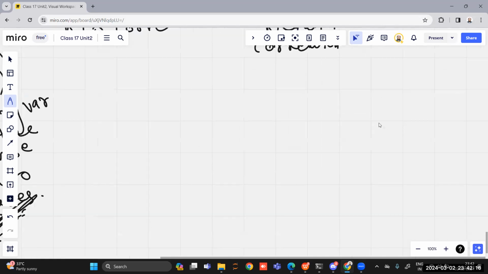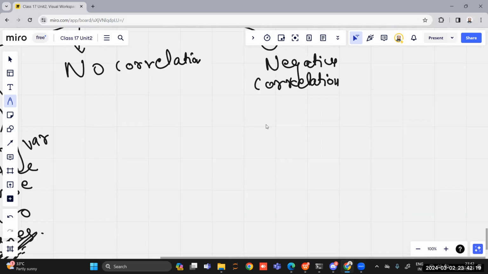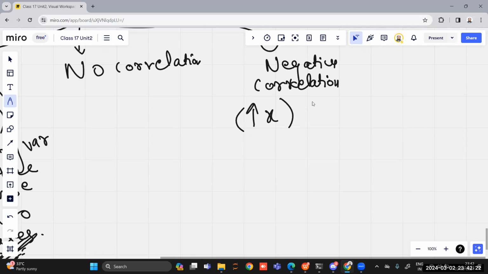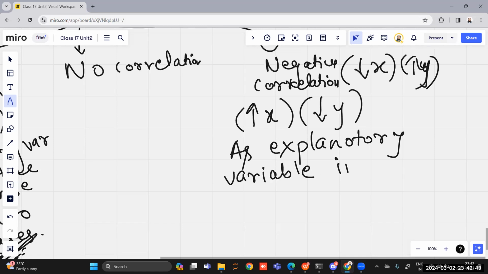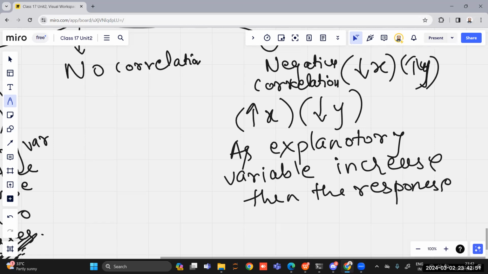Then I'll come to negative correlation. As x increases, the other variable, y, decreases. Or we can say as x decreases, the other will increase. That means inverse relation. I'll write one sentence only: as the explanatory variable increases, the response variable decreases.